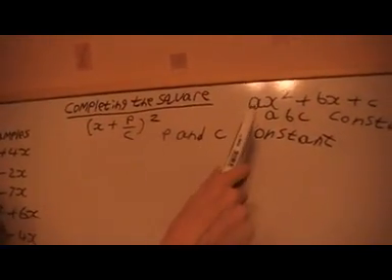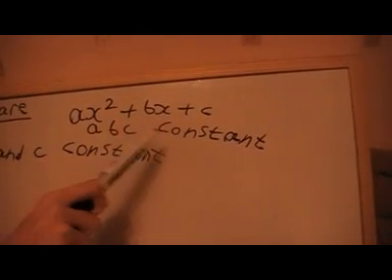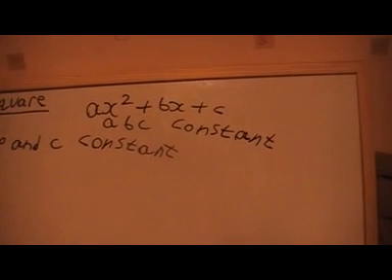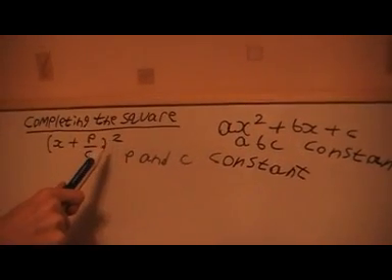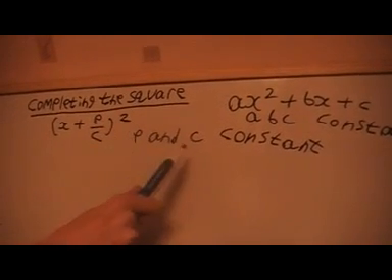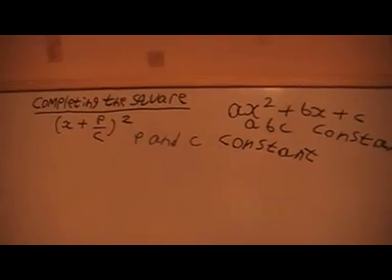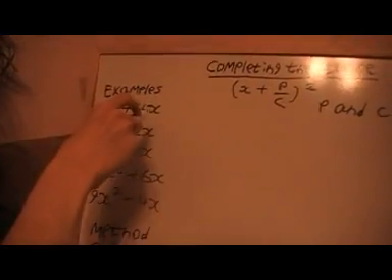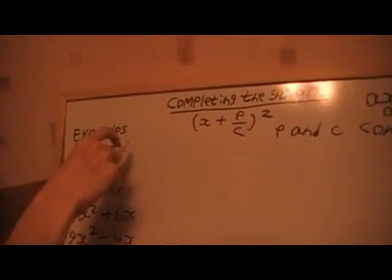So basically we'll start off with an expression of this form: ax squared plus bx plus c, and a, b and c are constants, and we want to express it as a perfect square like this, and p and c are constants here. So here what I want to do is find some constant to add on to make a perfect square.